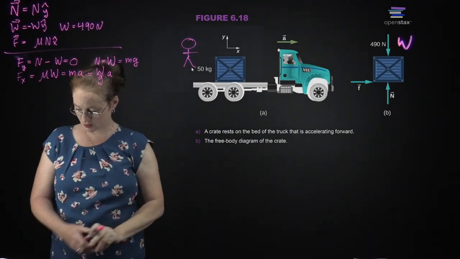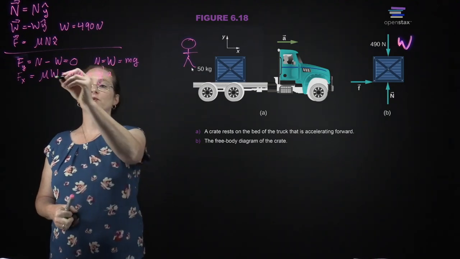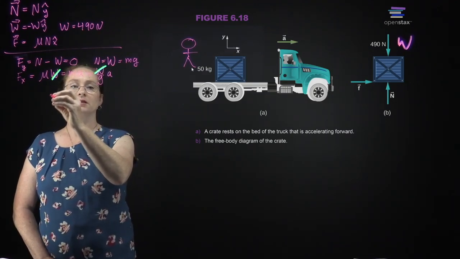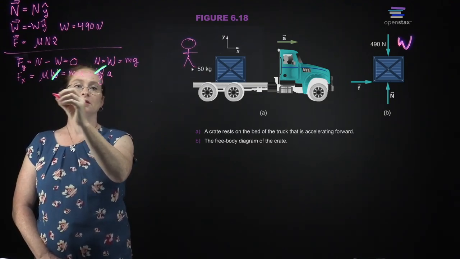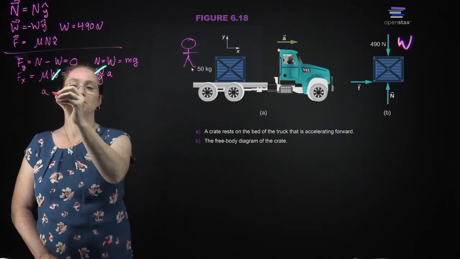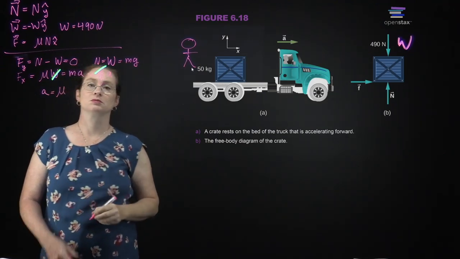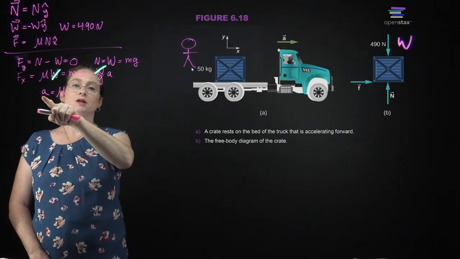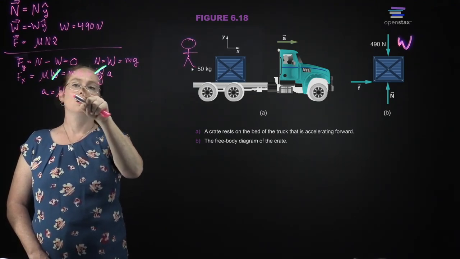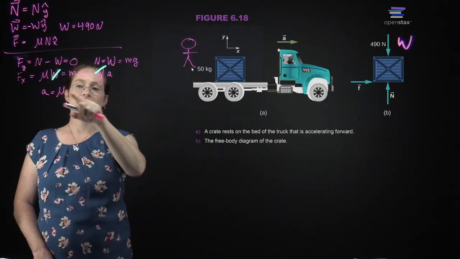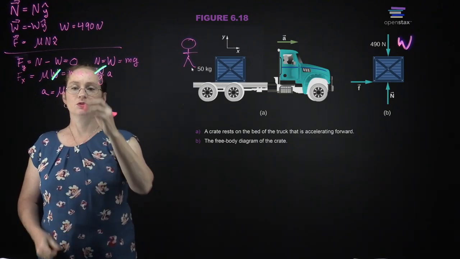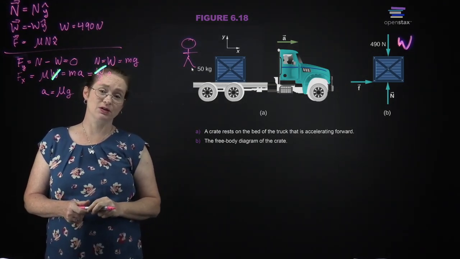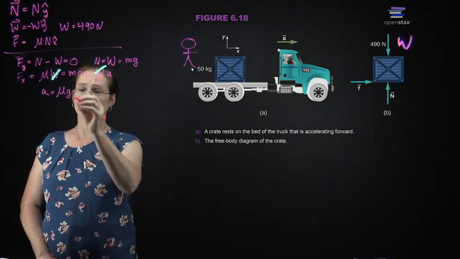And then we can simplify this equation because we have a weight on both sides, and then the acceleration is equal to... I can write that the acceleration is equal to mu times g. And that's the maximum acceleration. If this is static, this is the maximum acceleration that you can have.